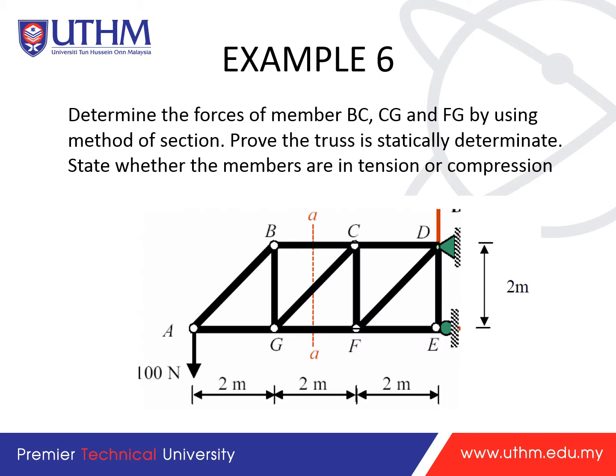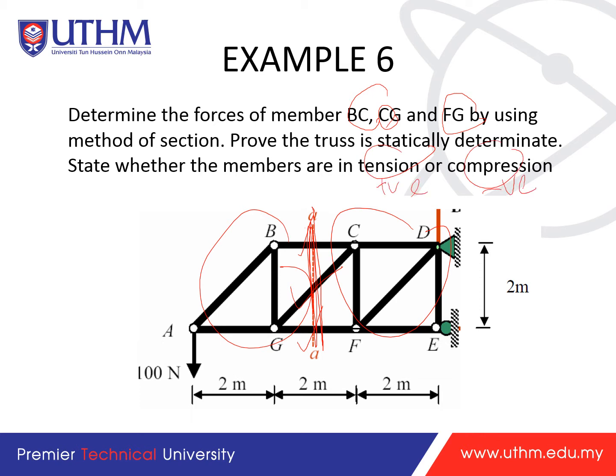So let's look at the example. In example 6, determine the force of members BC, CG and FG. We can see that BC is here, CG is here, and FG is here. We want to determine these three member forces. So what we have to do is cut at this point here. This is part 1 and this is part 2. Then state whether the members are in tension or compression. Tension will be positive, compression negative.